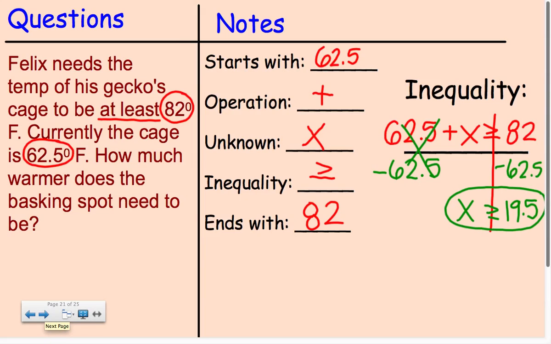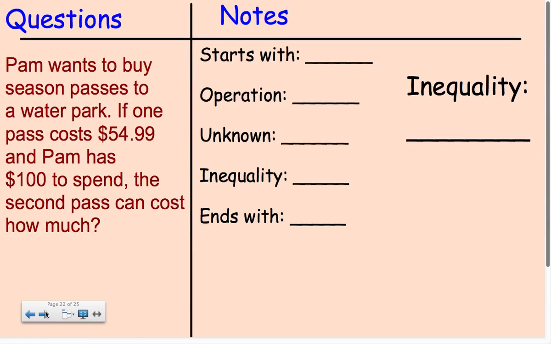So that means the temperature of his gecko cage needs to go up 19.5 degrees or more in order for it to be the right temperature. So Felix needs to increase his gecko's cage 19.5 or more degrees to get to the 82 where he wants it. Pam wants to buy season passes to a water park. If one pass costs $54.99 and Pam has $100 to spend, the second pass can cost how much?